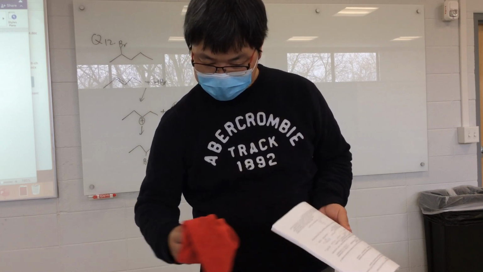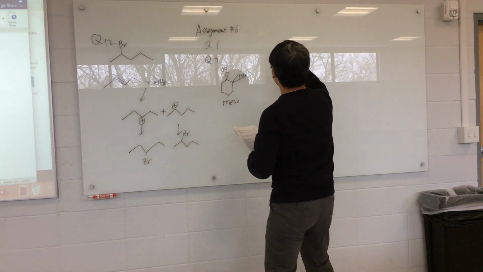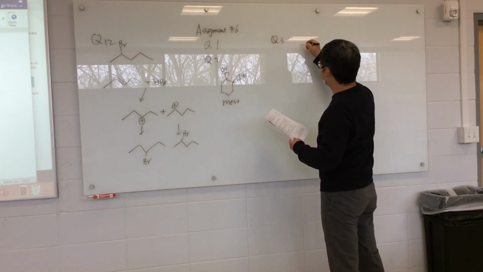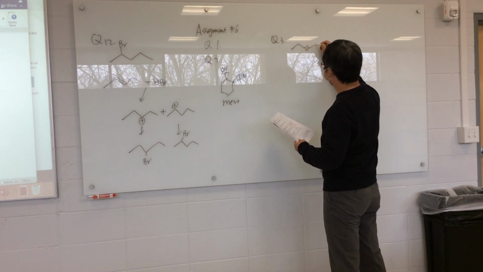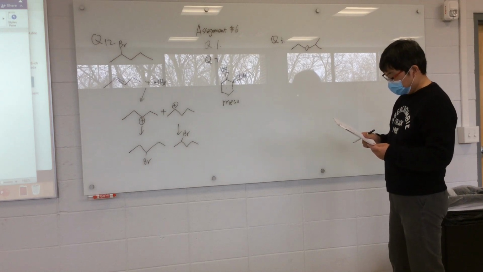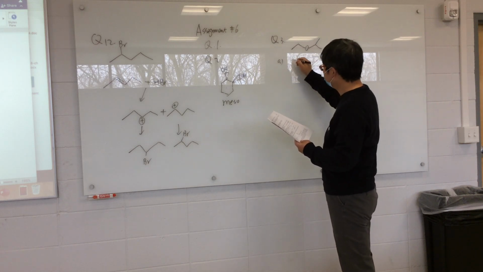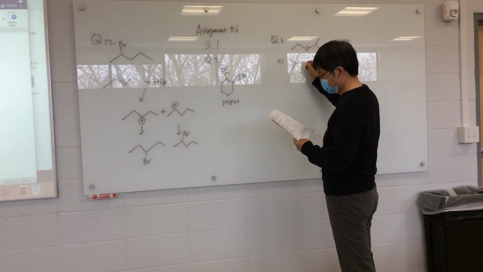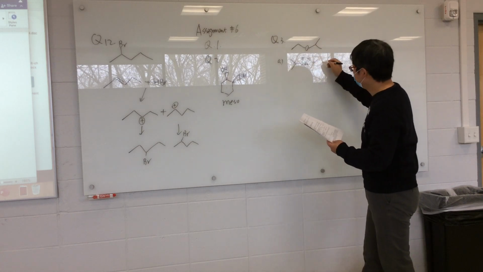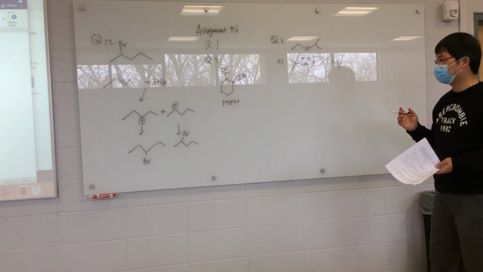Question 3, which method provides the best synthesis of ethyl isopropyl ether? So for compound A, we have this. This is negative, this is positive. Then we have this. This is the primary alkyl halide.